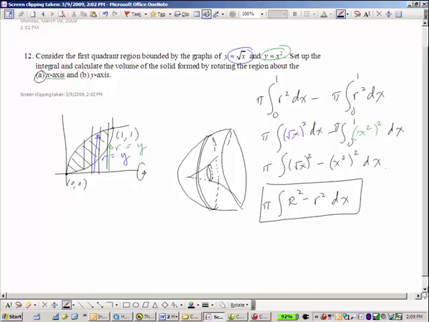Do you want to do this one? That's from 0 to 1. Do you feel like that's okay, or should we keep doing it to get an answer?